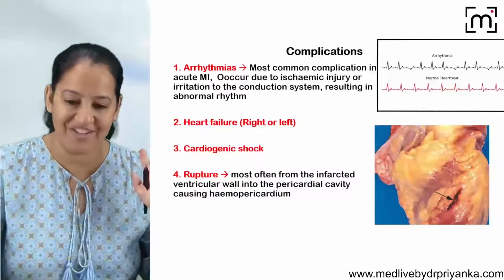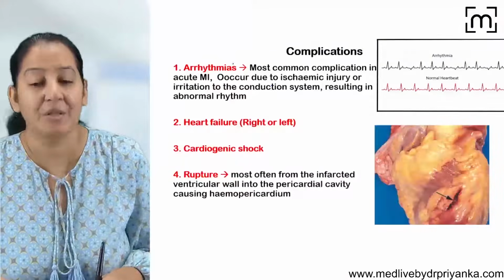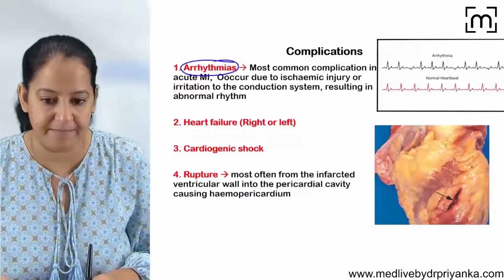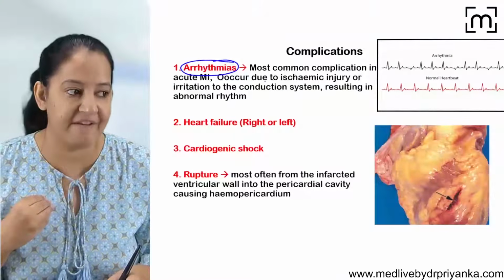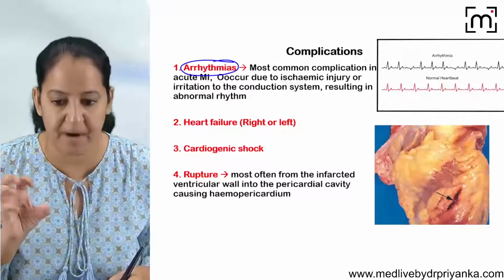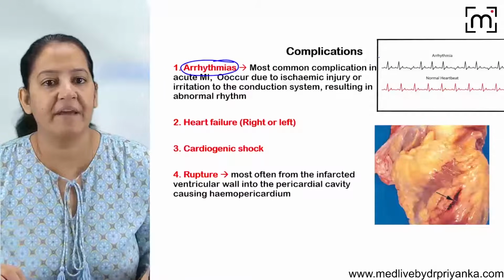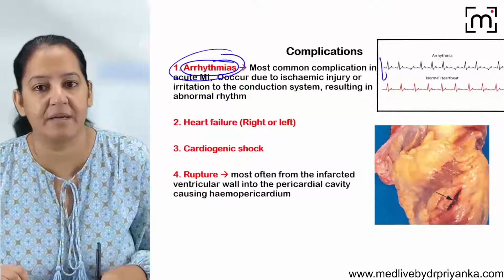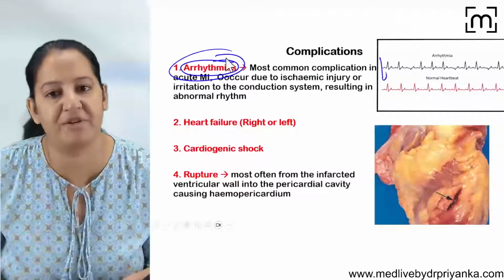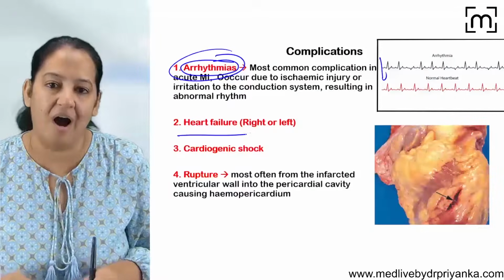Okay, now what are the complications of MI? The last thing, the complications. The most common complication of MI is arrhythmia, because a portion of the heart, the left ventricular muscle, is not participating in contraction. So there can be irregular heartbeat, and that is known as arrhythmia. That is also the most common cause of death in MI patients.